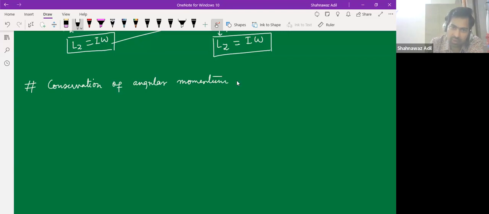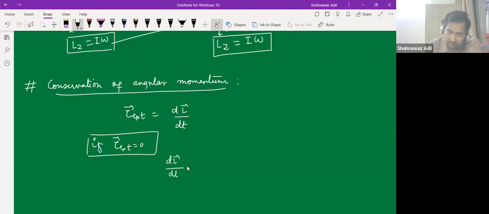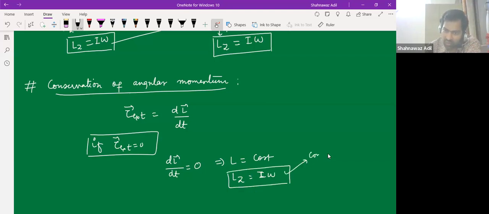So again, we already know that total torque is dL by dt. So if your external torque is 0, then your dL by dt would be 0, which means that L is constant. So Lz would be I omega, which means that omega is constant and I is constant. So this is the conservation of angular momentum.